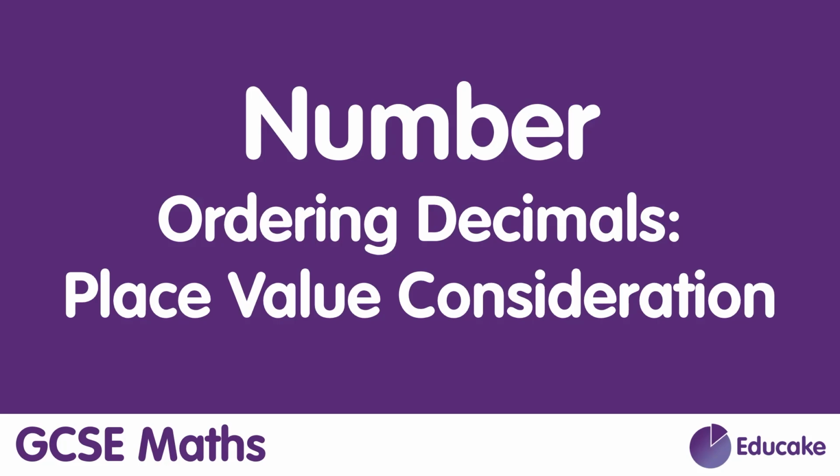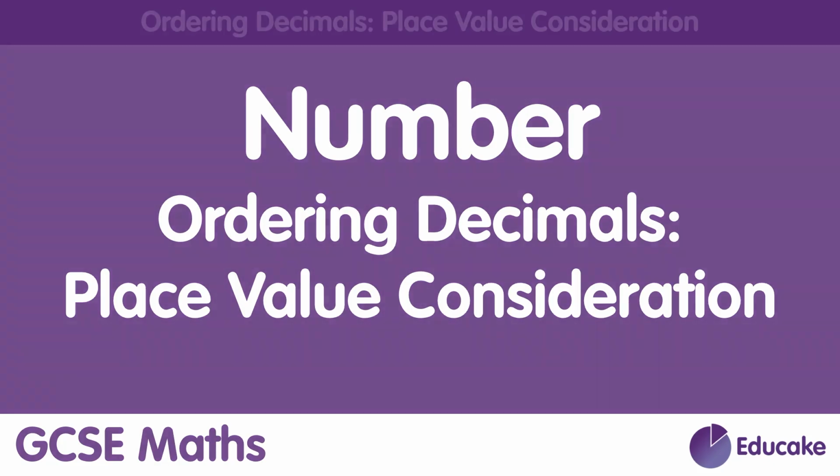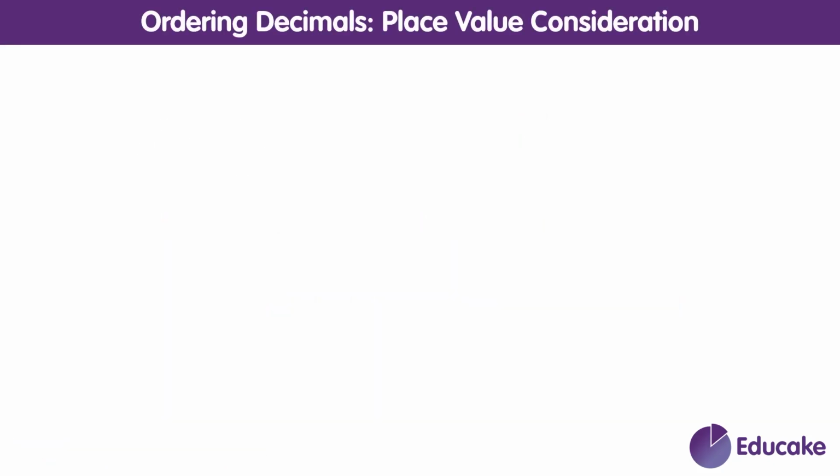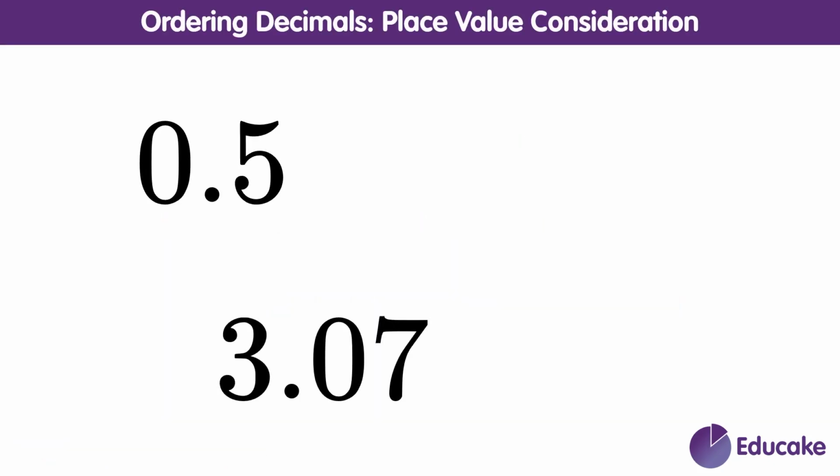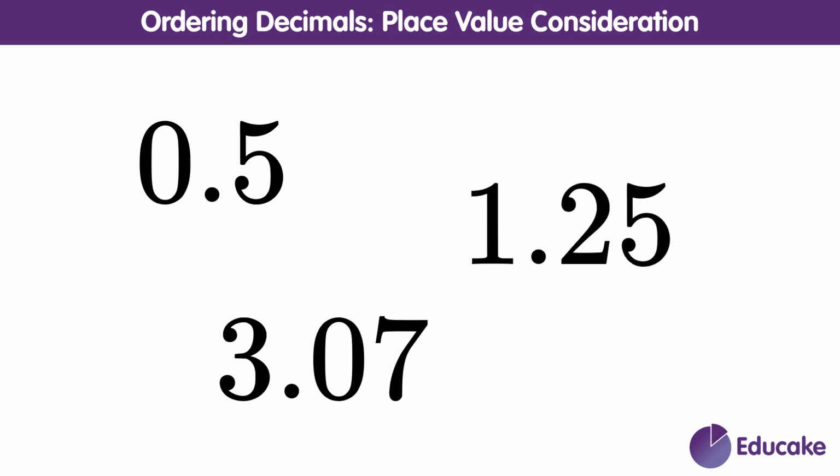Alright, so you've probably already looked at placing whole numbers on a number line and negative numbers on a number line as well, and being able to compare which number is bigger and which number is smaller. But sometimes decimals can be a bit trickier, so let's look at how we can compare and order decimals by using something super important: place value.